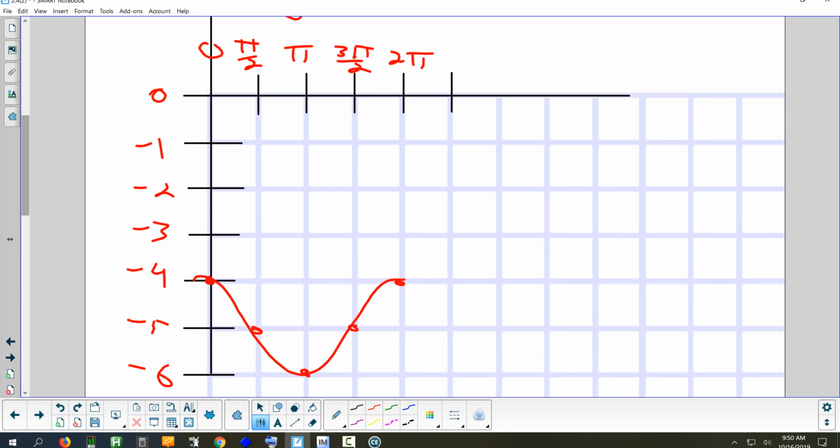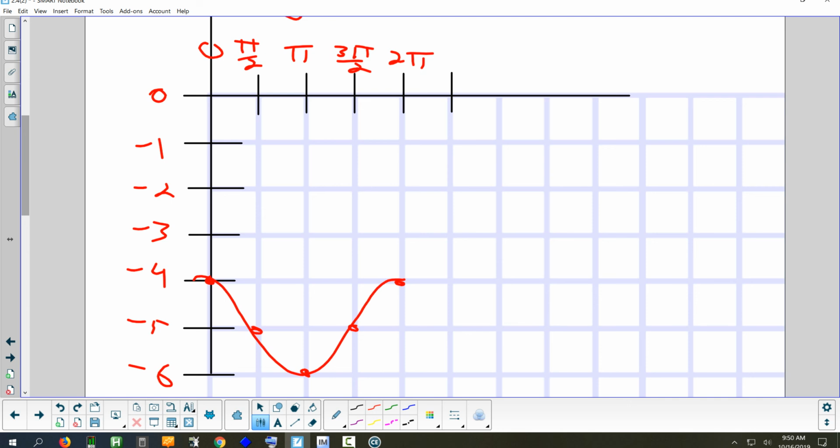Okay, and as far as the connection with sound, this is the transformation that I really don't have a connection with sound. Shifting a wave up or down, not really sure what that would do. Stretching it up and down would make it louder. Shifting it up and down, no connection.